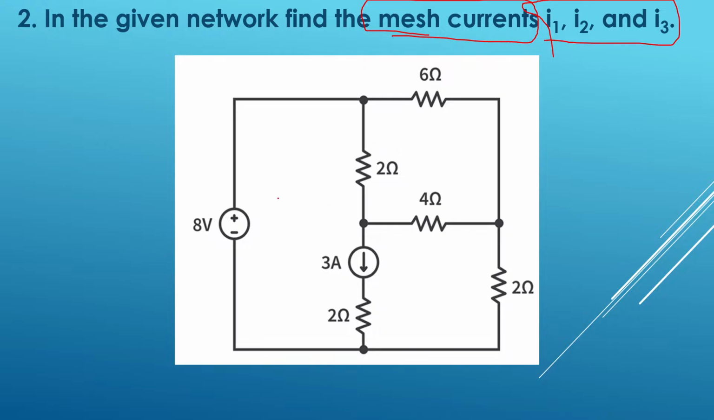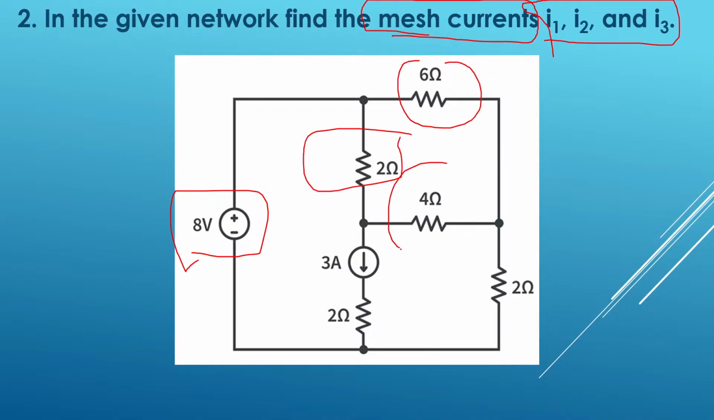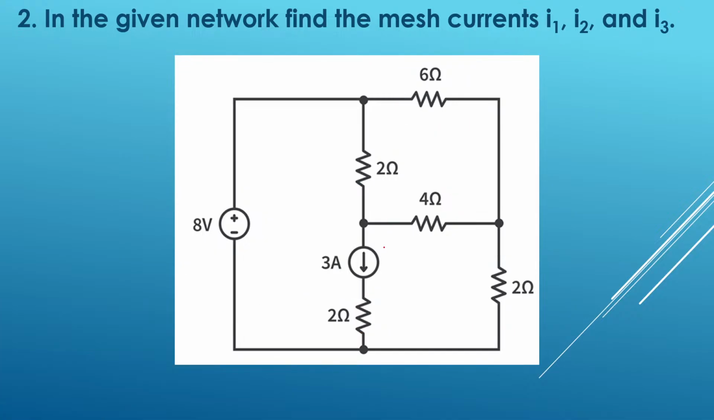So you just observe the circuit. There is a voltage source, and there is a resistor in this branch, and in each of these branches. But there is a current source between two meshes. So if there is a current source between two meshes, we have to apply super mesh analysis to simplify the circuit and to determine the unknown parameters.